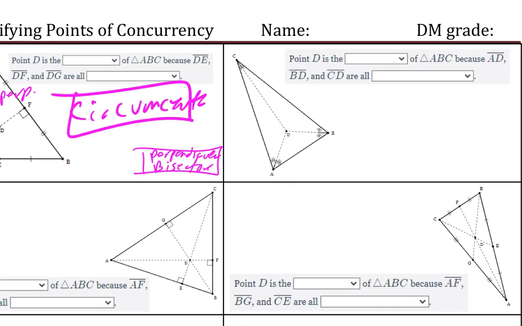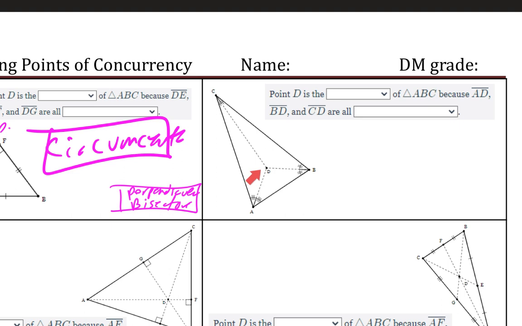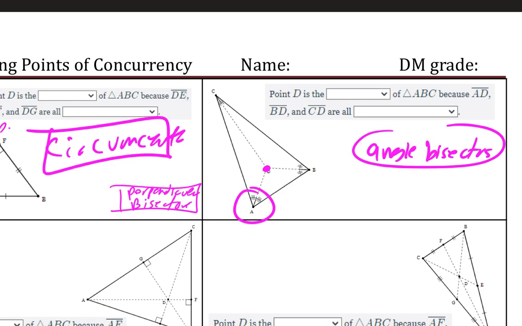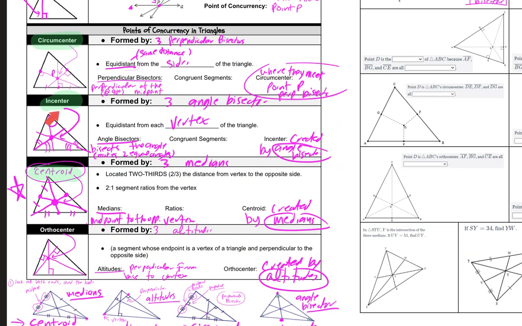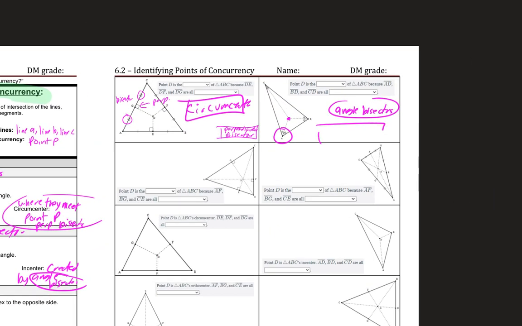All right, next, let's look at this one. It says point D. Point D is the what? Okay, well, let's look. We said those are angle bisectors, right? Let's look at our list. What did we say angle bisectors give us? Angle bisectors give us the incenter. So that one's called the incenter.